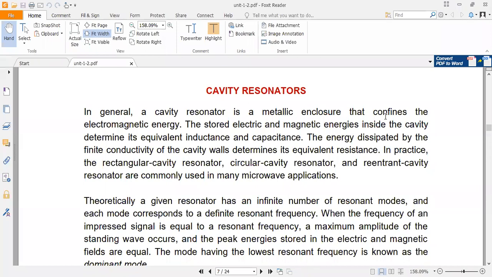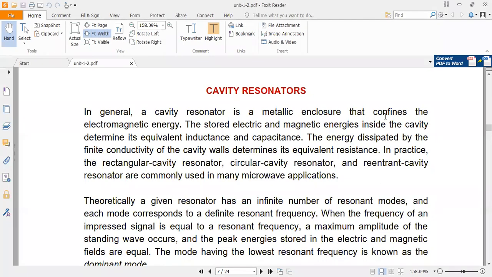Okay. So today we are going to see about cavity resonator. One more important topic is cavity resonators. What is a cavity resonator? These cavity resonators we are going to use in many applications, like in amplifiers, in tuned circuits, in oscillators. Normally, tuned circuits, why is it required?